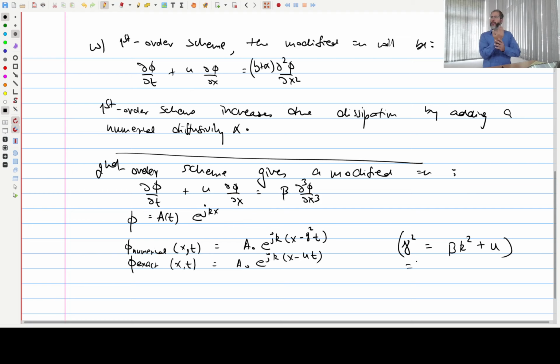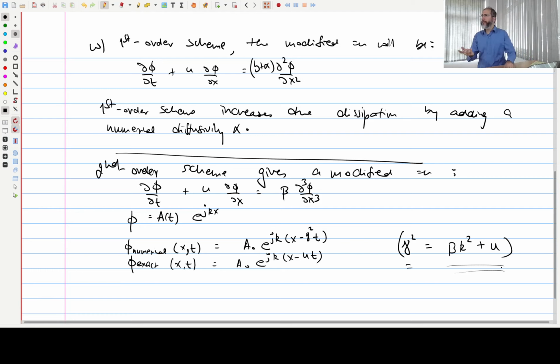Now if this beta was positive, the wave moves faster. The wave with larger k values will move faster. It's like they start together, a small k and a large k wave, and as they proceed, the large k wave will start traveling faster, because the speed, the gamma squared, is dependent on beta times k squared. It's a function of k.